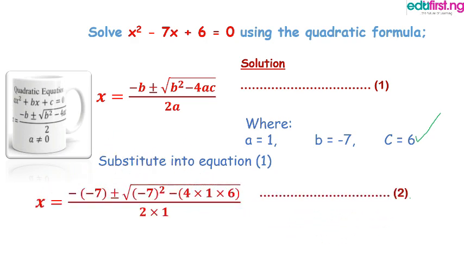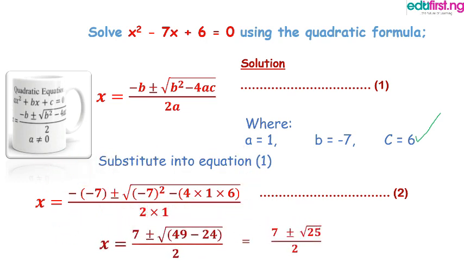Once that is done, we have minus into minus 7 plus or minus square root of minus 7 all squared minus 4 times 1 times 6, divided by 2 times 1. Minus 7 is our b, 1 is our a, 6 is our c. Once we simplify equation 2, we get 7 plus or minus square root of 49 minus 24, divided by 2.